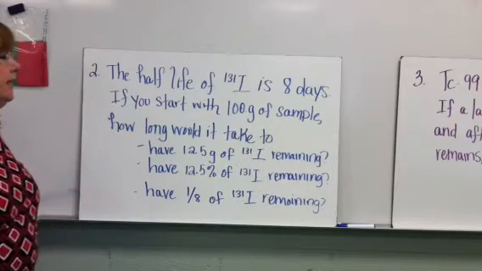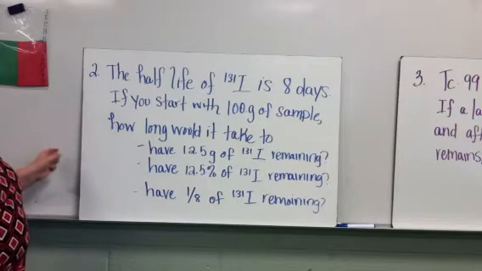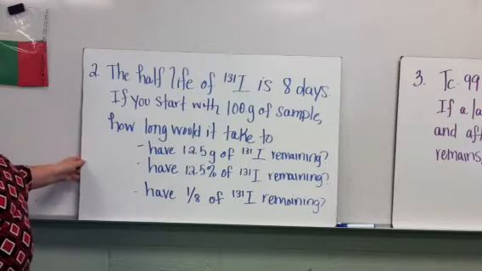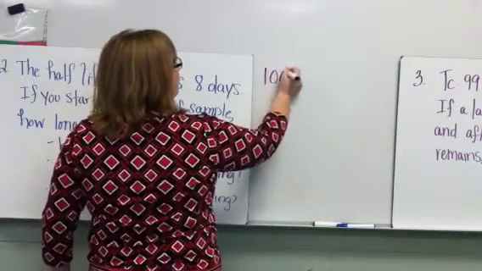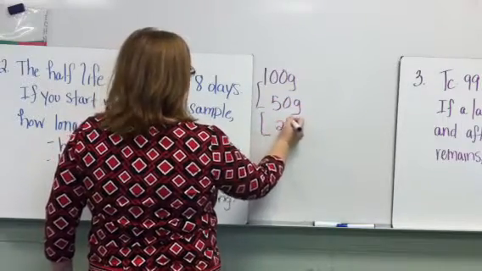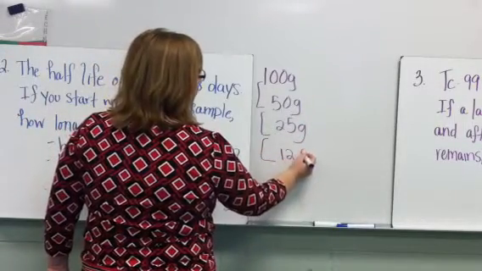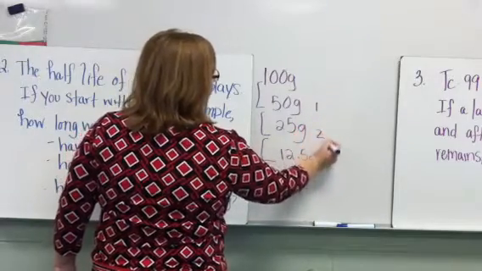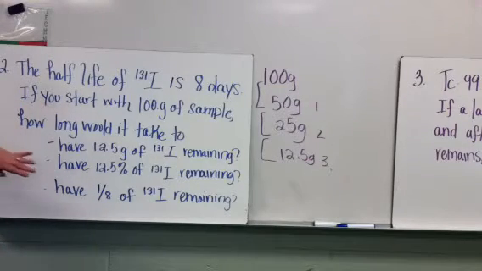And so we're going to use the exact same process to solve this problem. So we are going to start with 100 grams of the sample. And we want 12.5 grams remaining. So if we start with 100 grams, 1 half-life would take it to 50. 2 half-lives would take it to 25. 3 half-lives would take it down to 12.5 grams. And so 1 half-life, 2 half-lives, 3 half-lives. It would take 3 half-lives for our I-131 to go down to 12.5 grams if you had started with 100 grams.